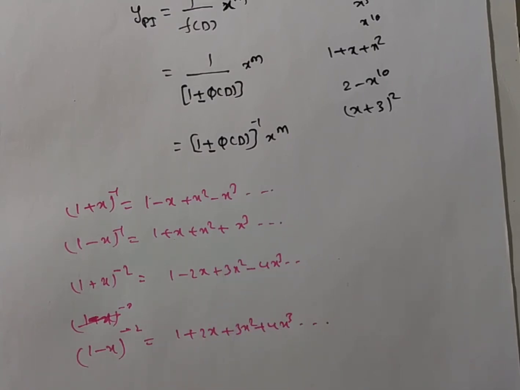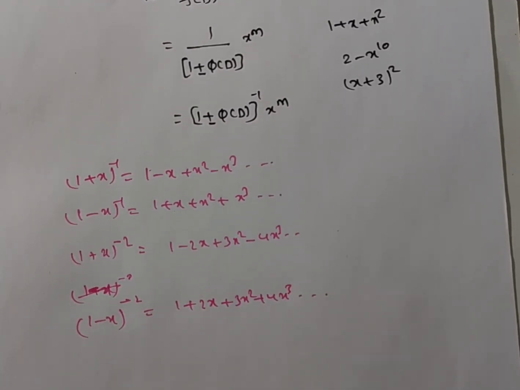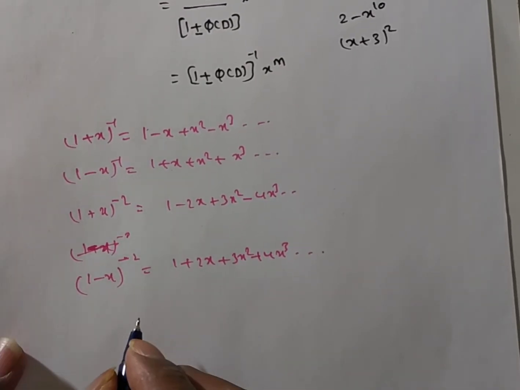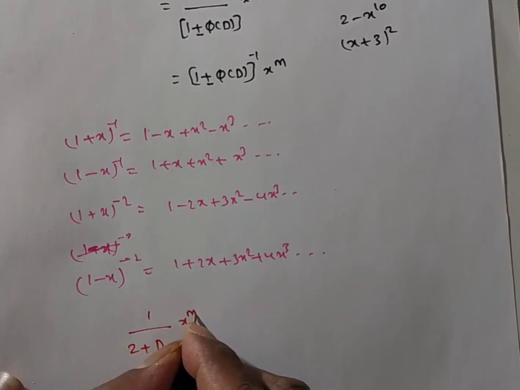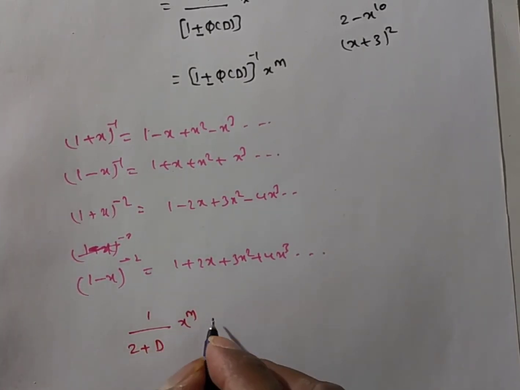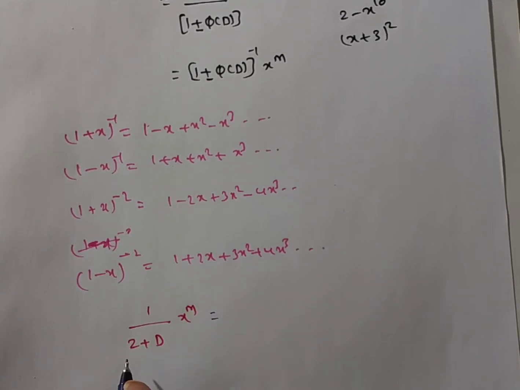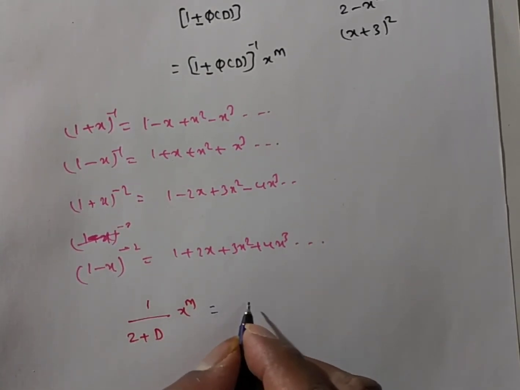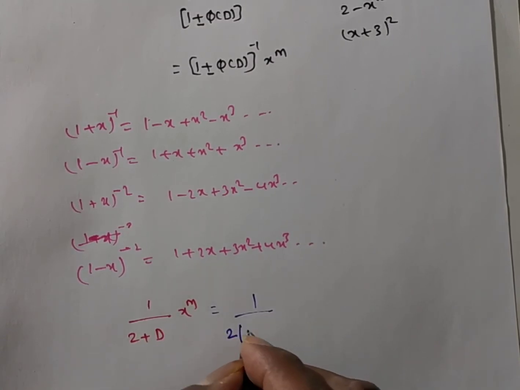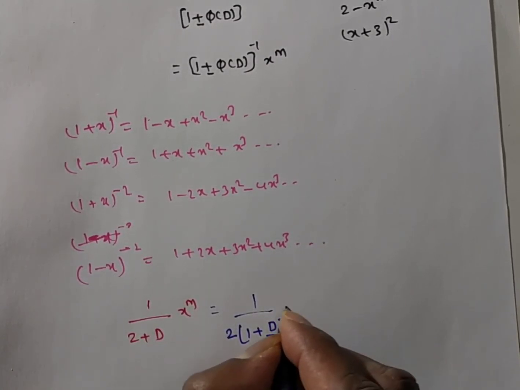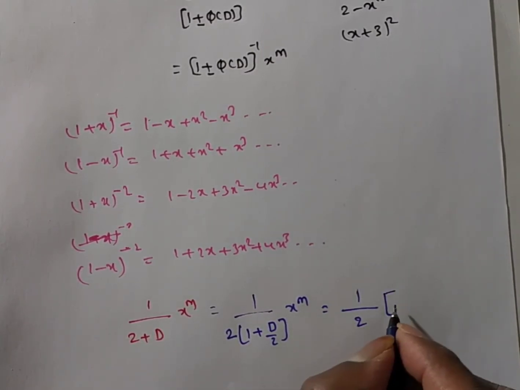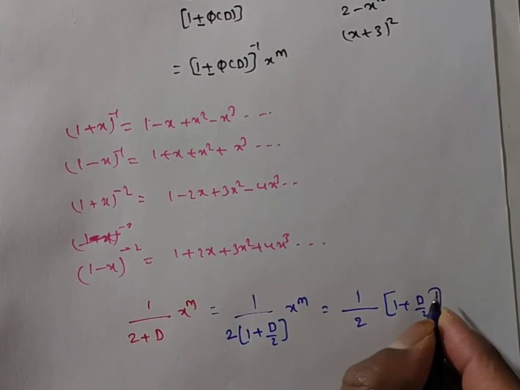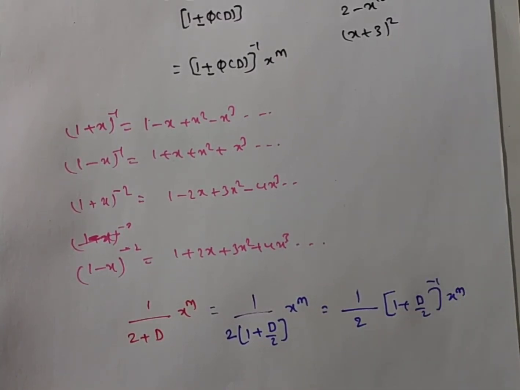Now I will give some examples of how to bring out the lowest degree term in common. You see, if I have 1/(2 + D) x^m, let it be. Now in this case, what is the lowest degree term here? You have 2, so you have to take 2 outside. Then if you take 2 in common, you will have 1/(2(1 + D/2)) x^m. This is equal to 1/2 same. Now you can write (1 + D/2) inverse into x^m. Is it clear? Now apply the (1 + x) inverse formula.